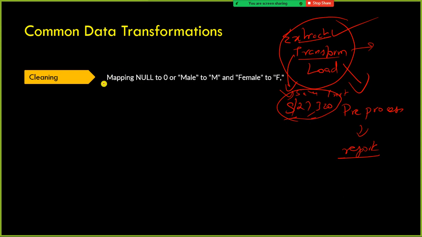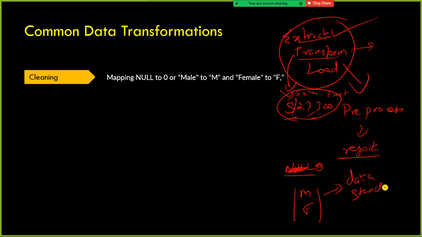Likewise, we carry out different types of activities as part of transformation. One is cleaning, mapping null to zero. In case your data set has null, meaning a blank record, instead of having null, you replace it with 0. And let's say you have a gender column. As per our company policy, we are not supposed to have male; you need to specify M for male and F for female. The reason is they want to do some kind of data standardization.